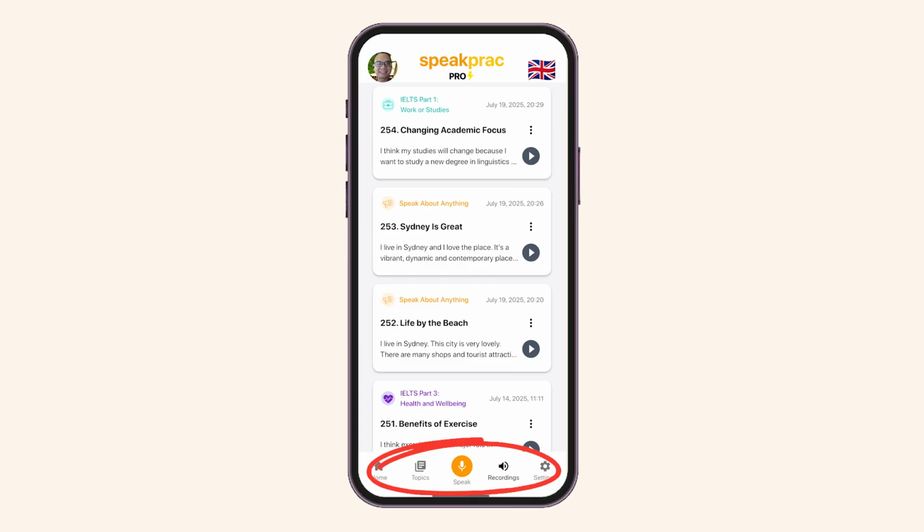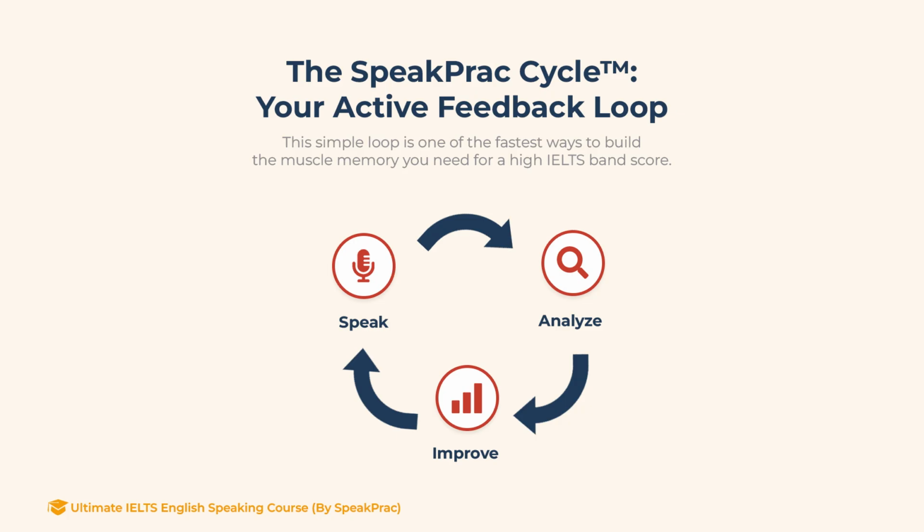Now, this simple loop of speak, analyze, improve is one of the fastest ways to build the muscle memory you need for high band fluency and coherence. And I like to call this loop the SpeakPrac cycle, because your speaking practice moves in an ongoing cycle of improvement.